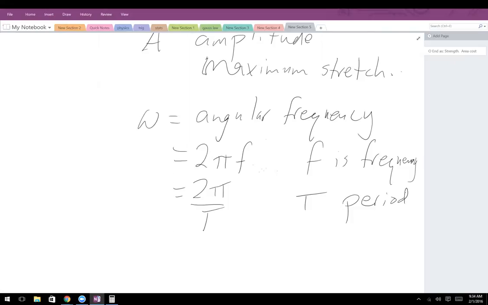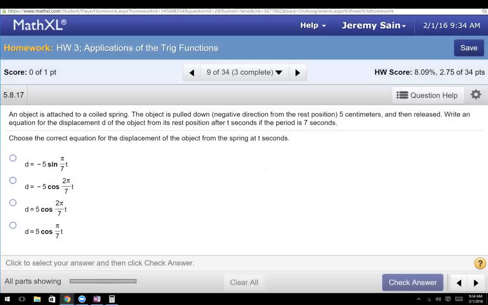Period is how long it takes to do one thing. Frequency is how many things it does in 1 second. So the class you teach right before us? Physics? This is like physics stuff. Yeah, okay, that's good.